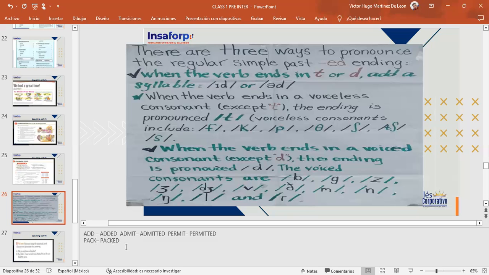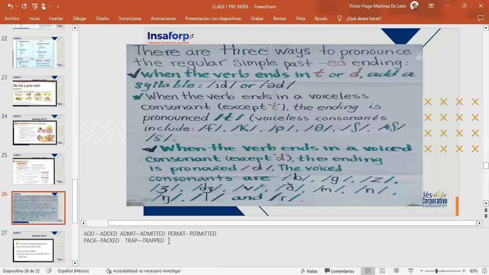Let me see. Stop. Stop. Beep, beep, beep. Drop, drop. Mire, esa ED va a sonar como T. O sea, ¿por qué? Porque finalizó en P. ¿Ok? Finalizó en P. Ahora, wished.